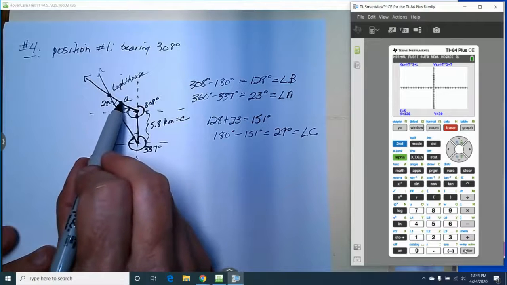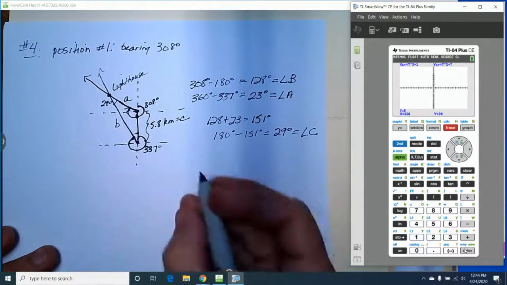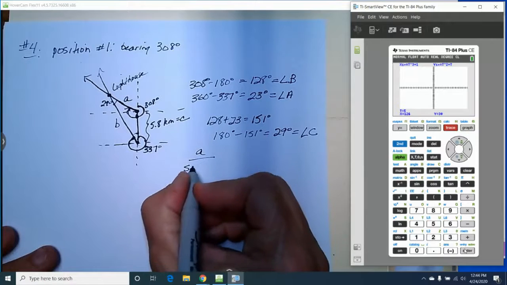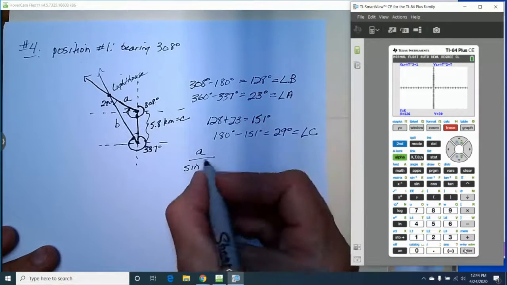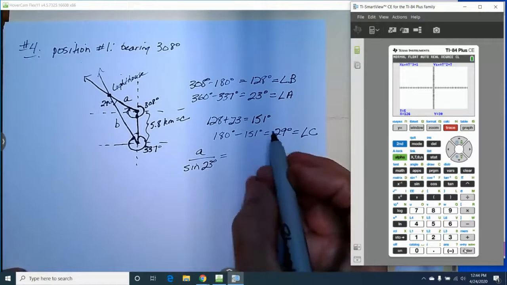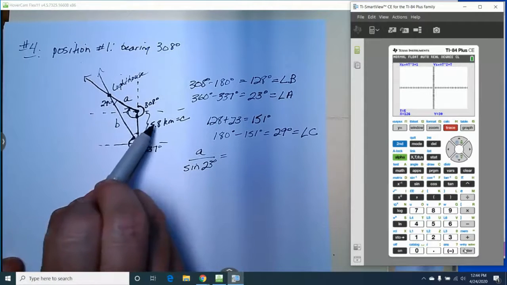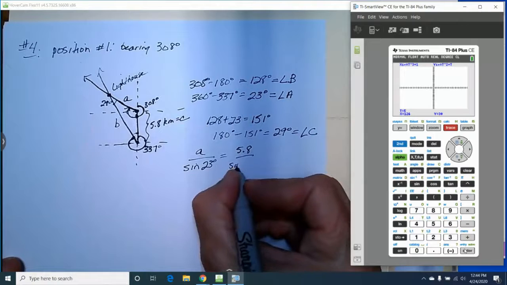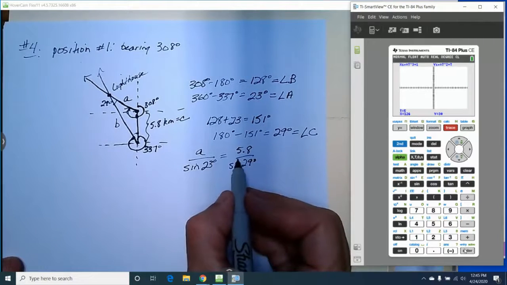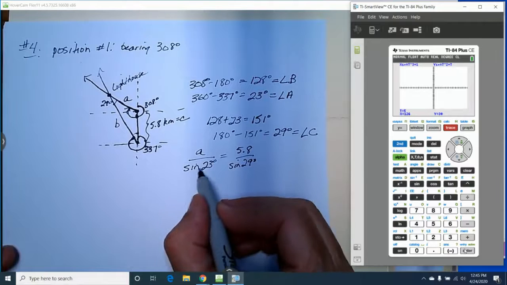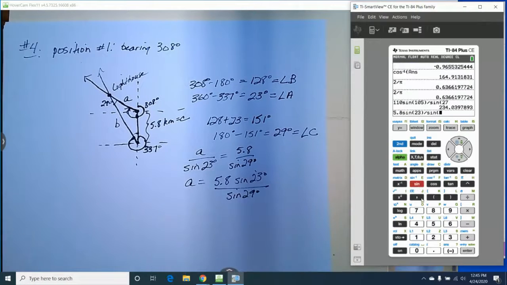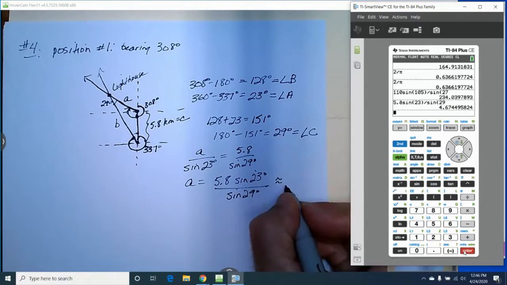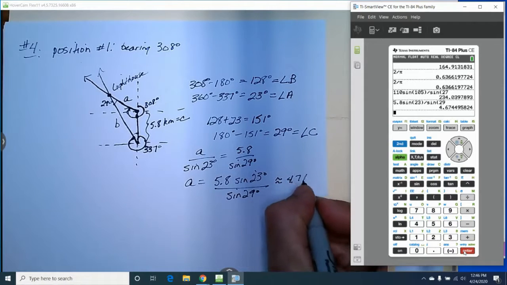Now, since I want to find both A and B, I can find just one at a time. So I'm going to start by finding side A. So I'm going to do A over the sine of angle A, which was 23 degrees. And then for the other part, I'm going to use the side and the angle that I know both measures for. So side C is 5.8, angle C is 29. And then I'm just going to solve this for A. Actually, all I have to do for this is multiply both sides by sine of 23. Okay, so this is telling me to round to the nearest tenth of a kilometer. So this is going to give me 4.7 kilometers.